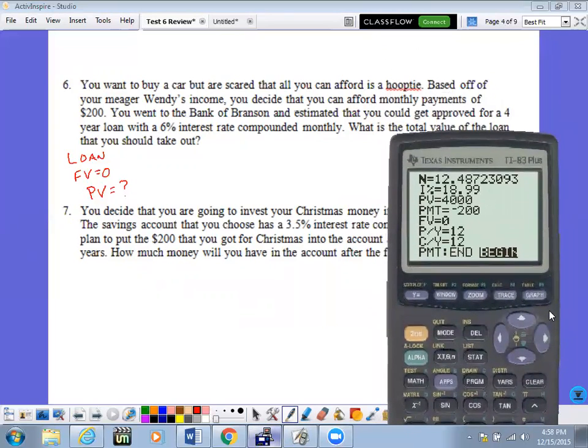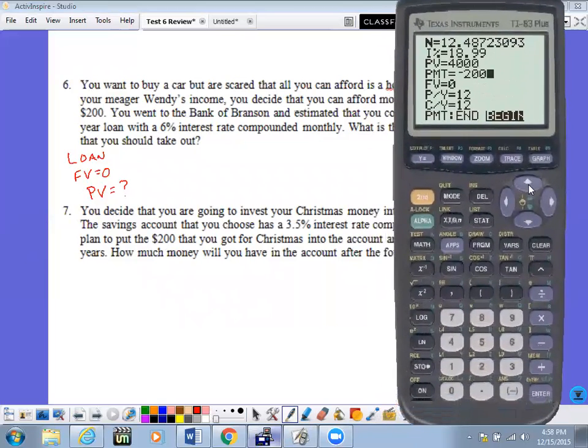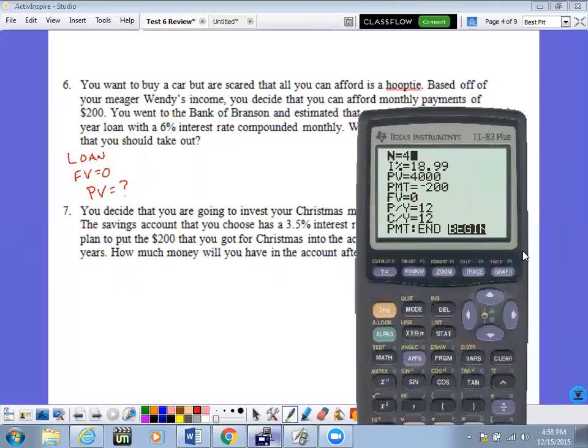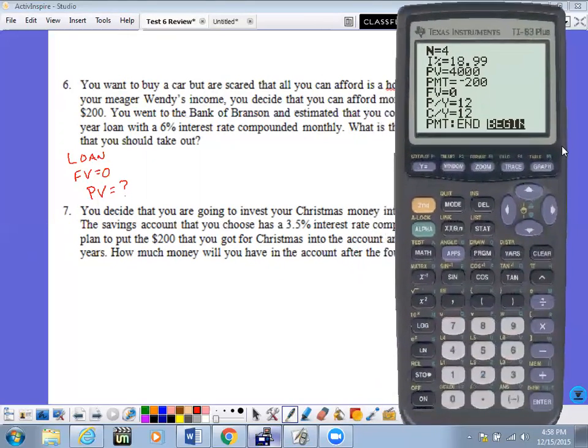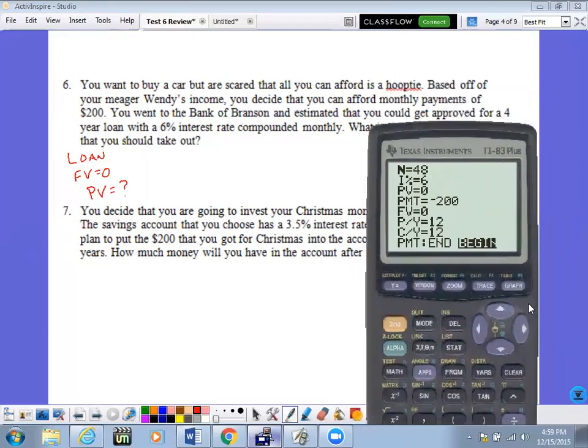You went to the Bank of Branson, you get approved for a 4-year loan. So up here on your N, 4-year loan, and you're going to be making monthly payments. So that's what it said right there, right above the calculator, monthly payments. So 4 years times 12. Our interest rate was 6%. Your PV is what we're solving for, so I'm going to put a 0 right there. Your payment of $200, don't forget future value stays 0 because we're talking about a loan.